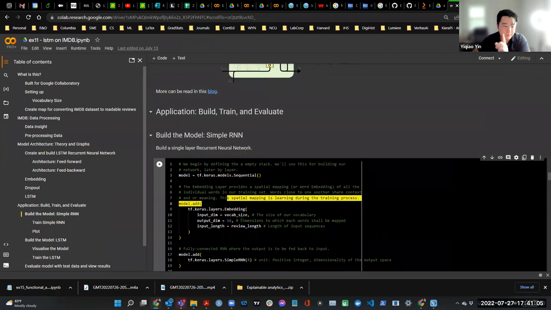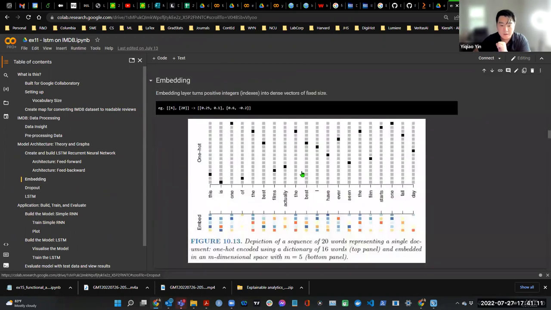Now let me talk a little bit about this embedding layer. Embedding layer is here. All right, so when it comes to the embedding layer, here is the idea. Let's say I have a sentence of, let's say, 20 words. The sentence says the following: This is one of the best films, actually the best I have ever seen. The film starts one fall day, right? It's a sentence of a movie review, so it's trying to explain the movie.